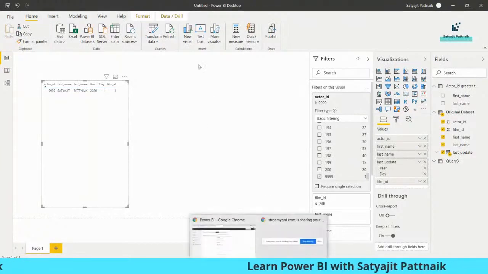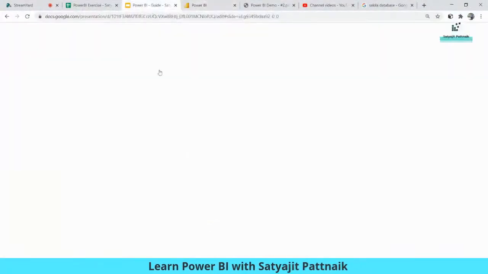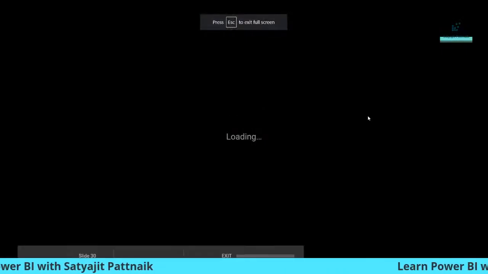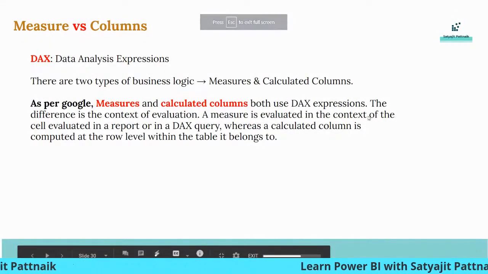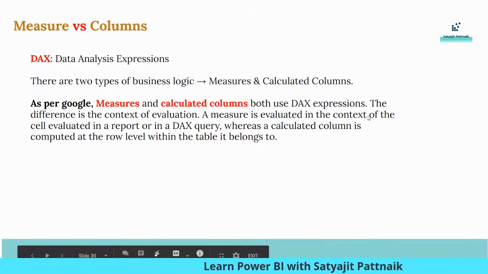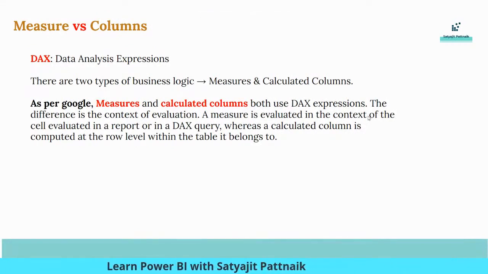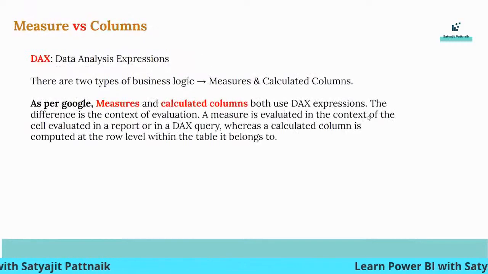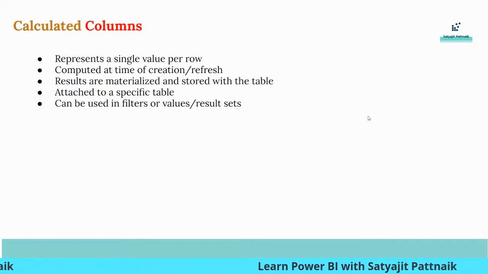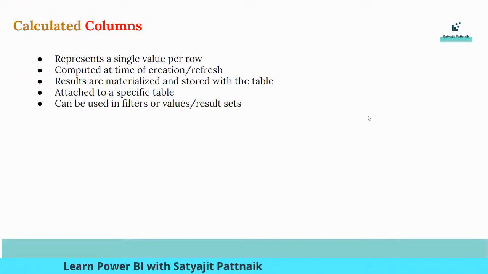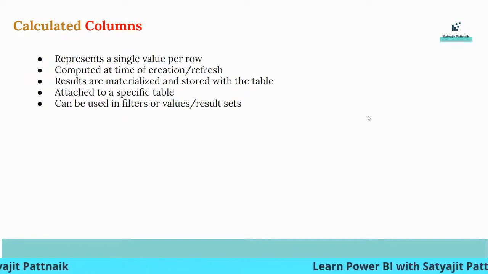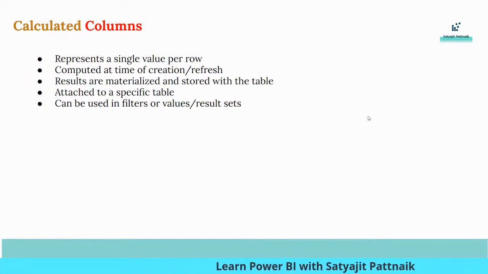Let's quickly jump into the next topics because we are already late. I think the basic operations are clear. If you still have any doubts, I'm always there to help you out. So let's quickly go through these slides. What are calculated columns? Calculated columns represent a single value per row, computed at the time of creation or refresh.